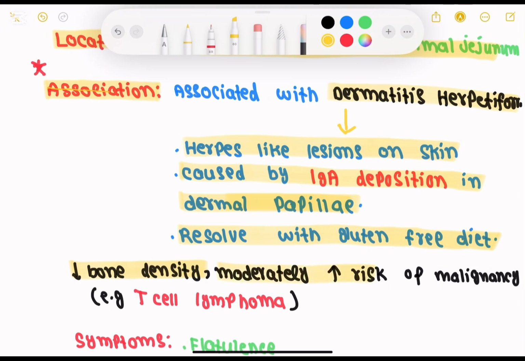There will be a moderately high risk of malignancy. In celiac disease, there is a moderately high risk of malignancy as compared to normal, and the most common is T cell lymphoma. If we talk about the malignancy that can occur in celiac disease, then this malignancy will be T cell lymphoma.